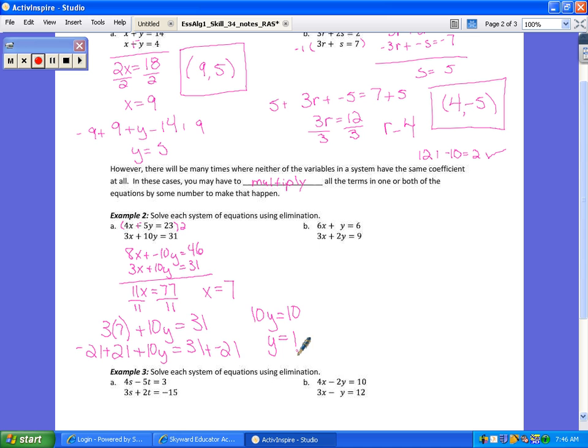Ordered pair, x, y. Once again, I do need to check. So if I check the top one, 28 plus a negative 5 does equal 23, and that's my check.